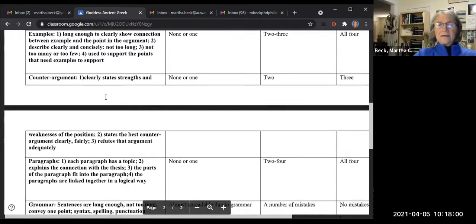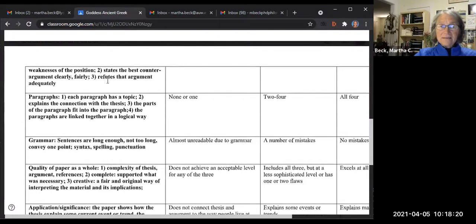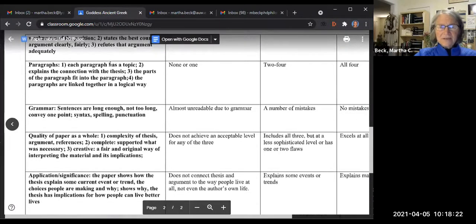Okay. The counter argument is usually on these papers, it's not hard. You know, patriarchy has established that women's place is in the home, and you can tell because of the way the laws are, whatever. So that's usually the point of view that you're arguing against. So that's not usually too difficult.